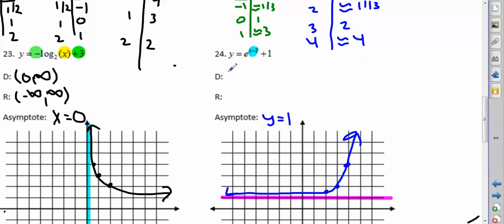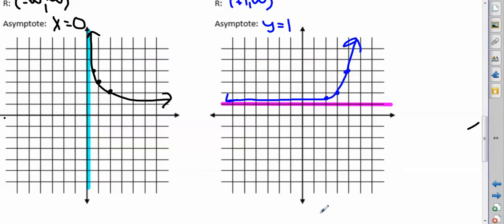So my domain is negative infinity to positive infinity, and my range is positive 1 to infinity. And there you have it. There is page 3, and there is my lovely graph.